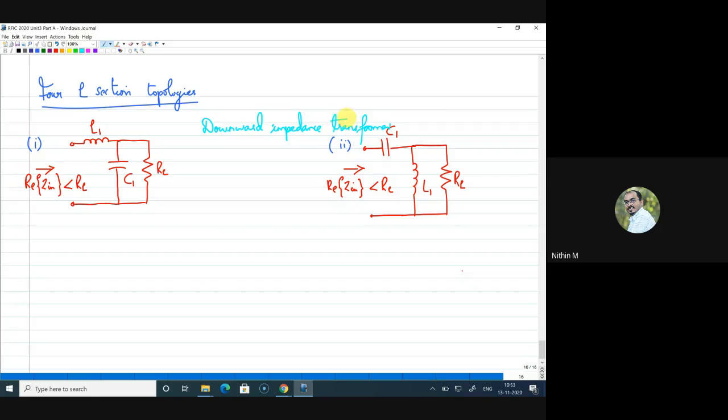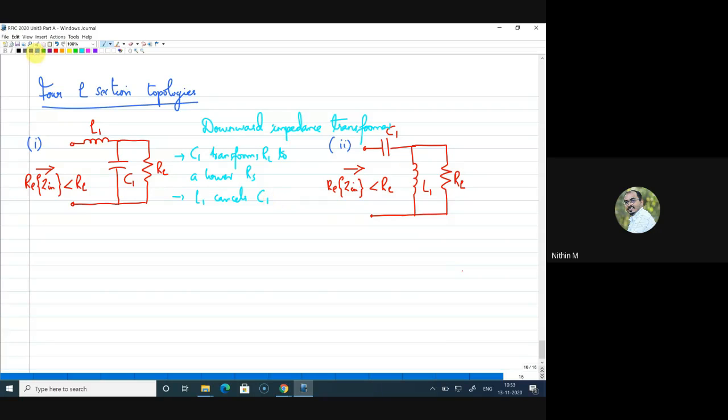These are called downward impedance transformers. So in this case, C1 transforms RL to a lower series resistance RS, and this L1 actually cancels the C1. Similar is the case of the right side circuit also.